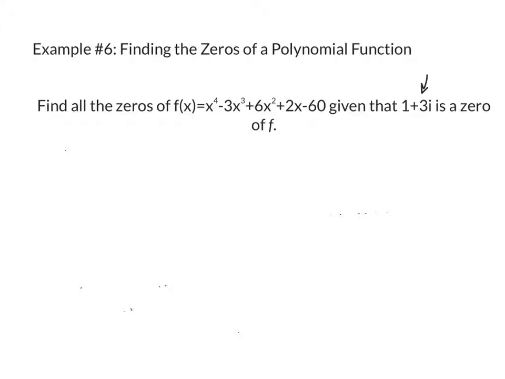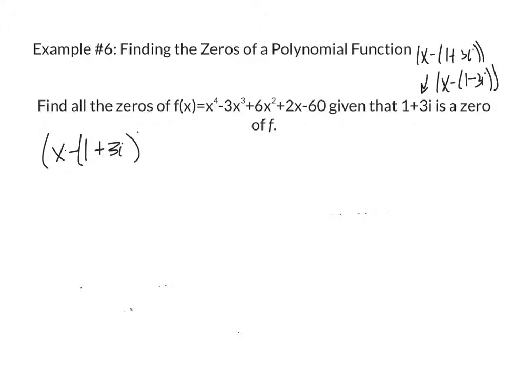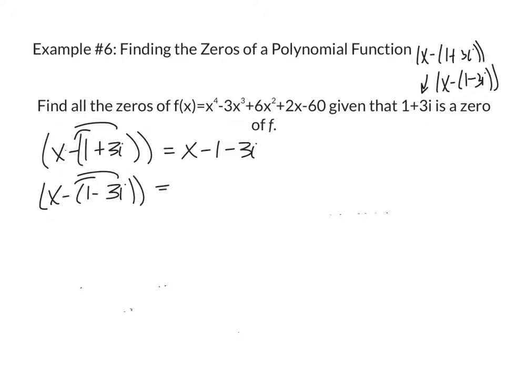Again, 1 plus 3i is a factor, so that's x minus 1 plus 3i. So that means that the other one is x minus 1 minus 3i. So let's see these as factors. So if I have x minus 1 plus 3i, if I distribute that negative, this becomes x minus 1 minus 3i. If I have x minus 1 minus 3i, again distributing that negative, that would give me x minus 1 plus 3i. So I will take these two and multiply them.